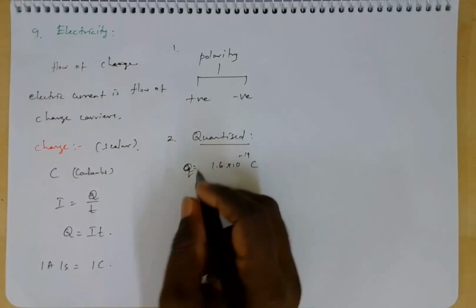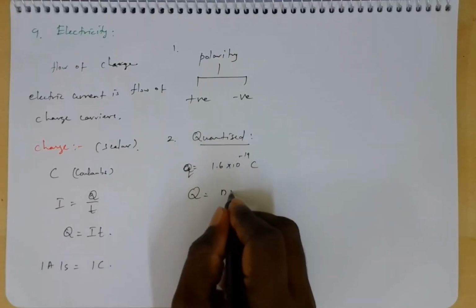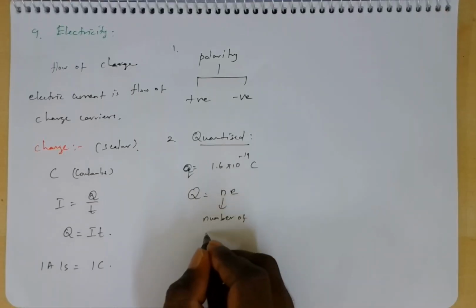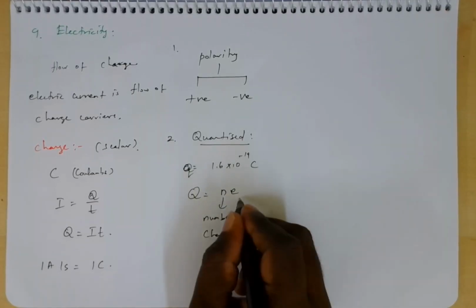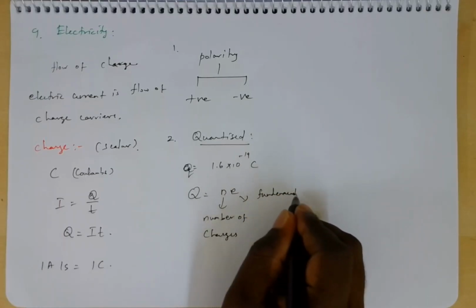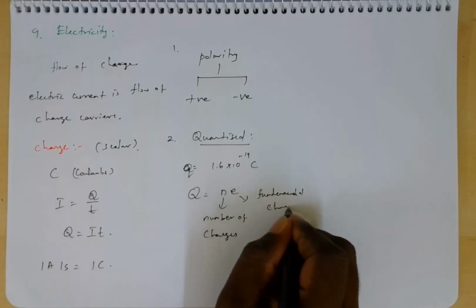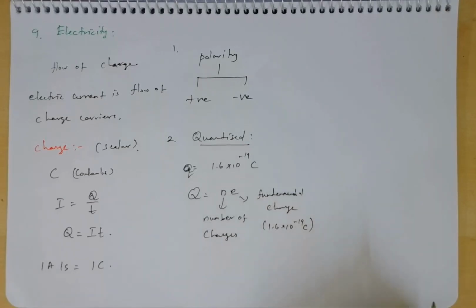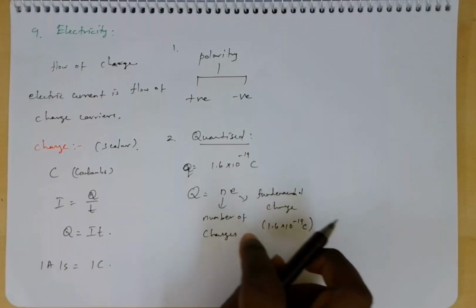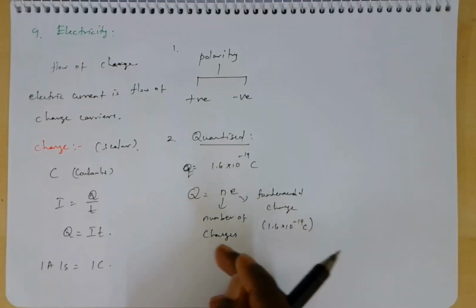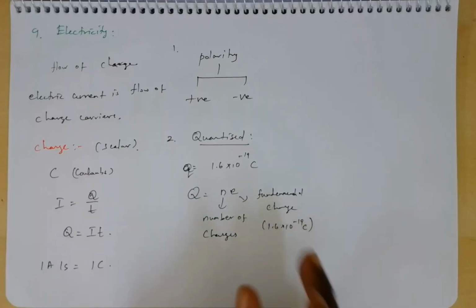A nice question though. So this charge Q is n, the number of charges, multiplied by the fundamental charge. This fundamental charge is 1.6 into 10 power minus 19 coulomb. This n is the number of charge carriers. How many charge carriers are in a particular volume? That's what we will call number density in A level.